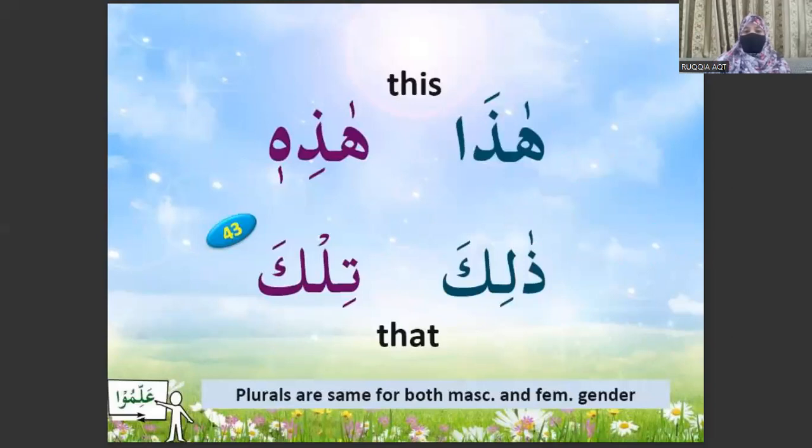Jazakallah, mashallah. For masculine we use haza, and for feminine we use hazihi. We will point with our left hand downward. Haza, hazihi. Zalika, tilka. Plurals are the same for both masculine and feminine gender. We will revise this table quickly. Remember, do it with actions.